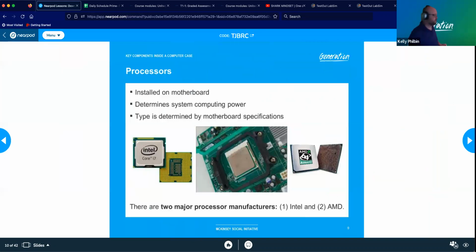All right, processors, brain of the computer.